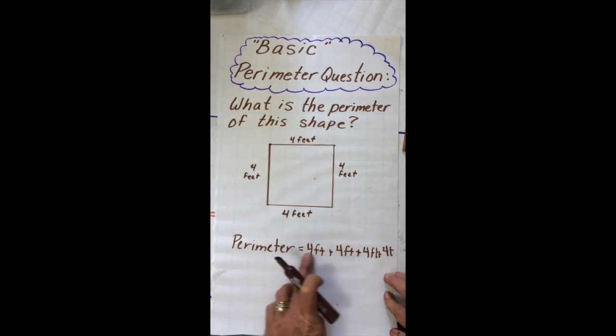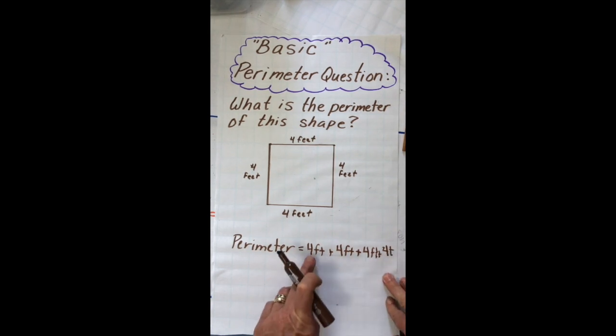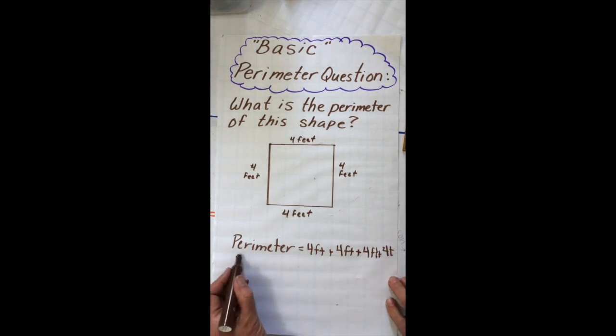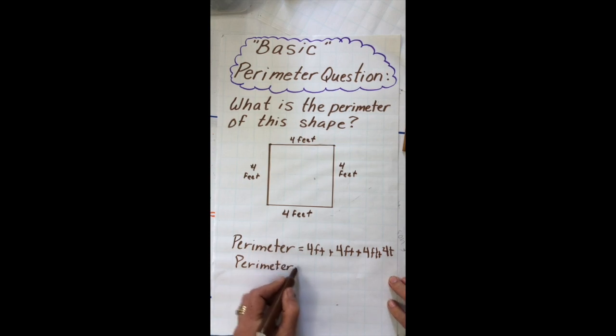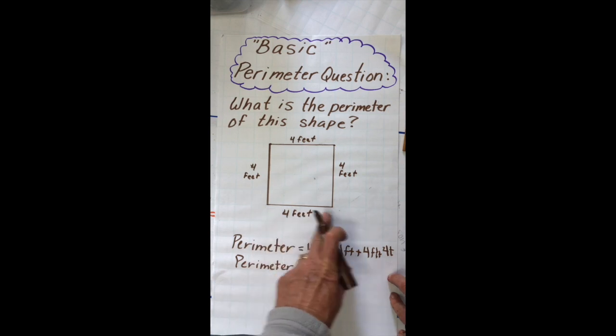Now this looks like repeated addition. So I could just say 4, 8, 12, 16, right? Or since it's repeated addition, I could write it 4 times 4. But it's 4, 8, 12, 16. 16 feet. And notice how I did not square the units, because I did not use squares. I used a length, okay?